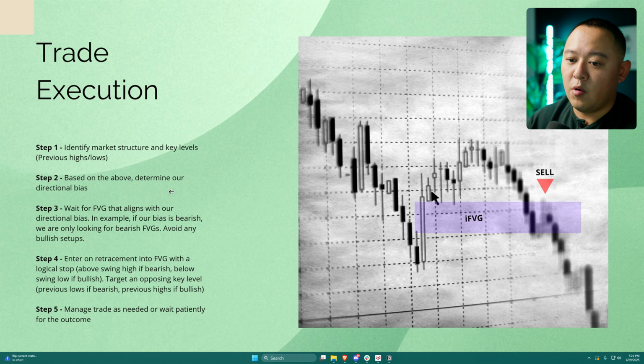Now, step 3, we want to wait for a fair value gap that aligns with our directional bias. An example, if our bias is bearish, we are only looking for bearish fair value gaps, and we want to avoid any bullish setups. So if I'm bearish on a high time frame, I'll essentially avoid all bullish setups, because what happens is you try and take that lower time frame bullish setup and it ends up failing.